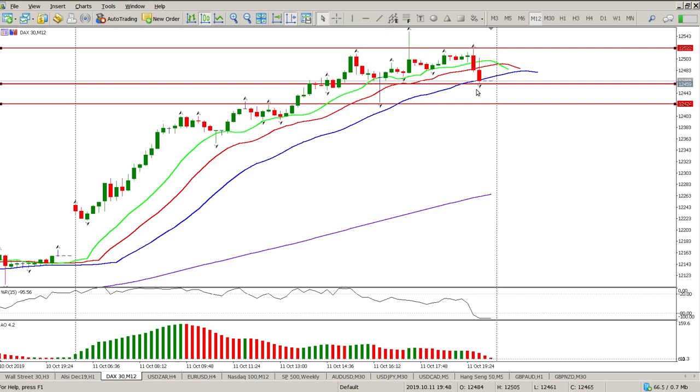I'm not interested in shorts. I am waiting for consolidation or a pullback for an opportunity to buy. Okay, so buy the dips or buy the break.